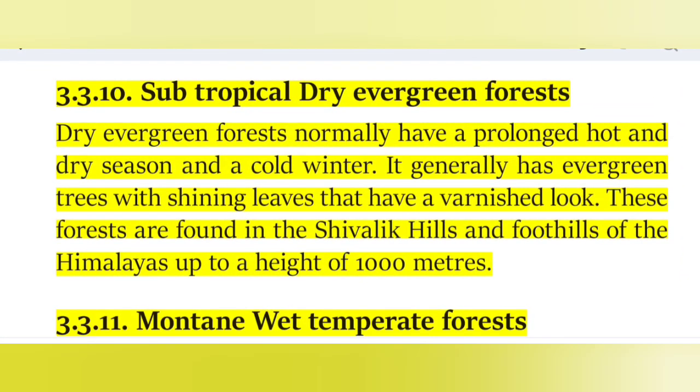Next is subtropical dry evergreen forest. Dry evergreen forest normally have a prolonged hot and dry season and a cold winter. So subtropical dry evergreen forest, right? So dry evergreen forest में normally एक prolonged hot and dry season देखा जाता है and cold winter. It generally has evergreen trees with shining leaves that have a varnished look. These forests are found in Shivalik hills and foothills of Himalayas up to height of 1000 meters.